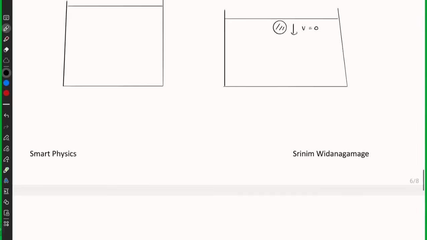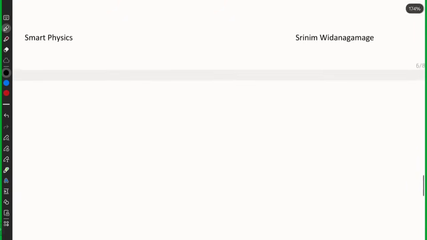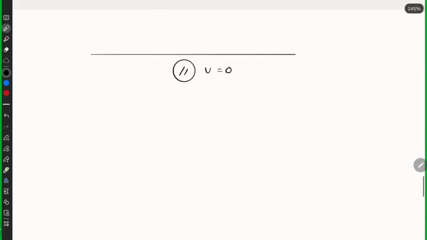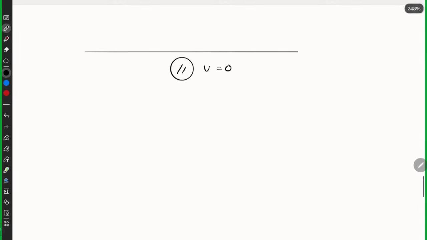Now listen, everybody. I'm going to release this now. What happens when I release the sphere? Well, the velocity initially is 0. Now you have to think about the forces occurring on the sphere. What are the forces? Weight, mg. Do you agree? Of course, the weight is there, right?